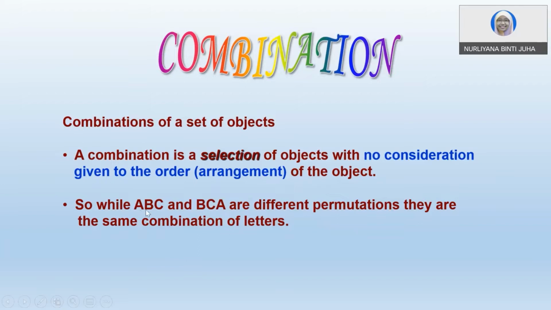So while A, B, C and B, C, A are different permutations, they are the same combination of letters. So itu maksud dia. Kalau tadi kita kata A, B, C and B, C, A ni adalah dua permutation yang berbeza. But then in combination, they are the same. Dia terdiri daripada kombinasi elements yang sama, kombinasi alphabet yang sama, A, B, C. This one also ada A, B, C, just that the arrangements are different. Okay, so this is what it means by combination.